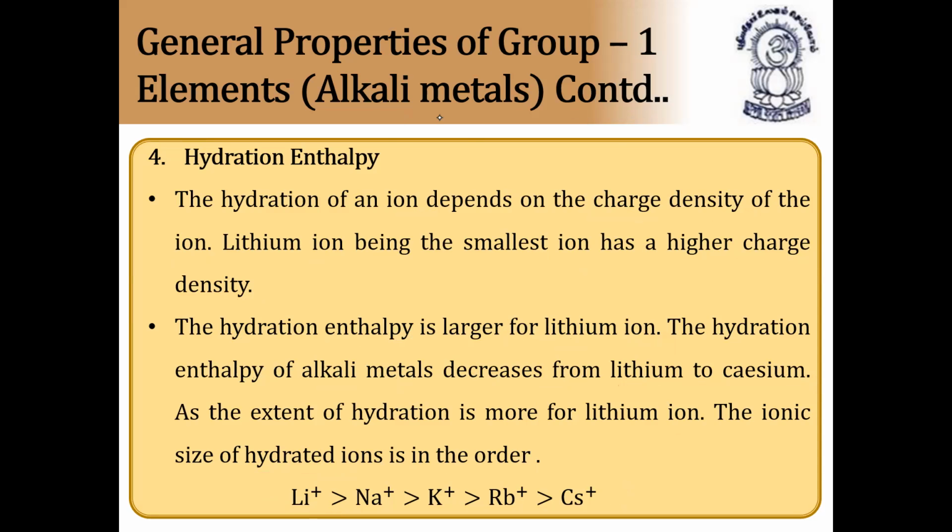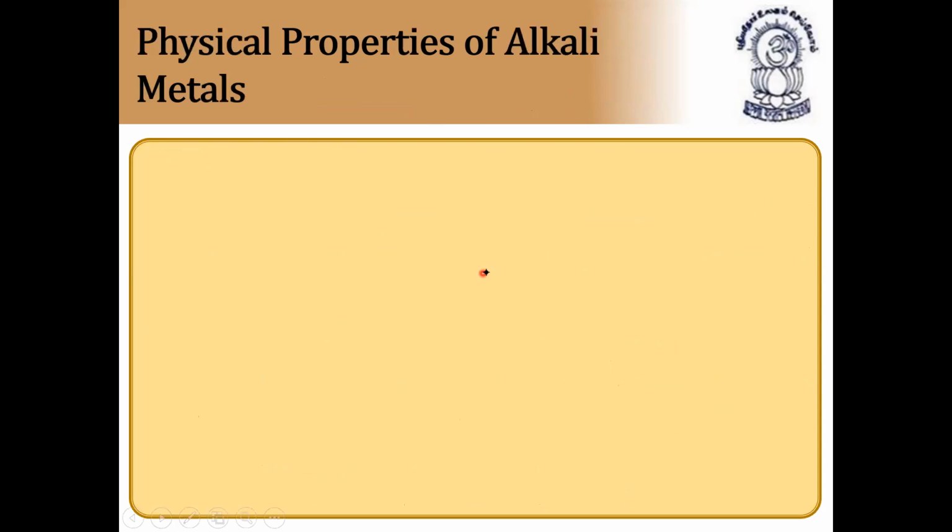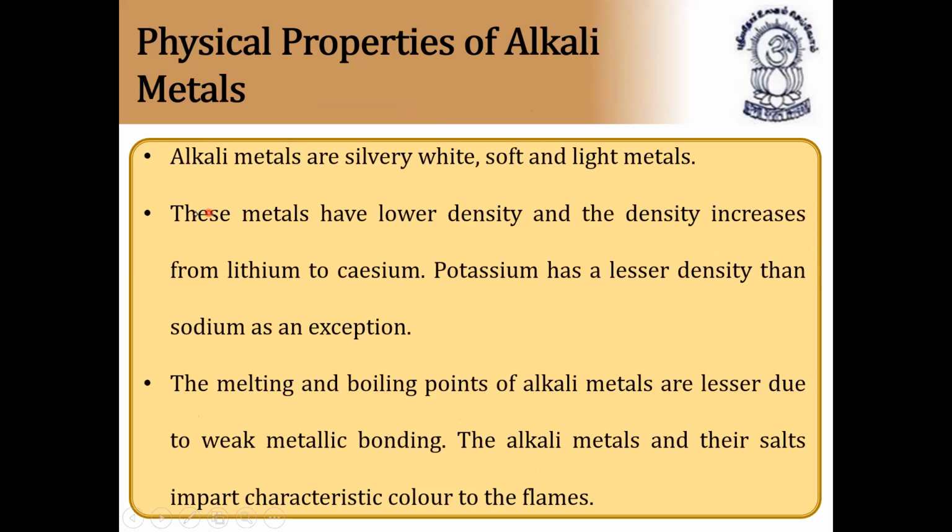Next continuation. Physical properties of alkali metals. So these are the general physical properties. Now, alkali metals are silvery white, soft and light metals. These are all metals. First important point: all the elements in the first group are metals. And alkali metals are which color? Silvery white color, soft and light metals. These metals have lower density and the density increases from lithium to cesium.